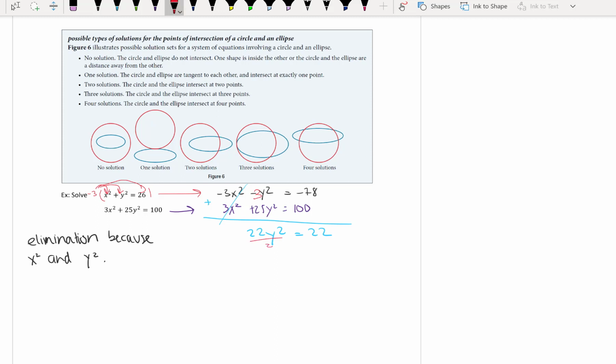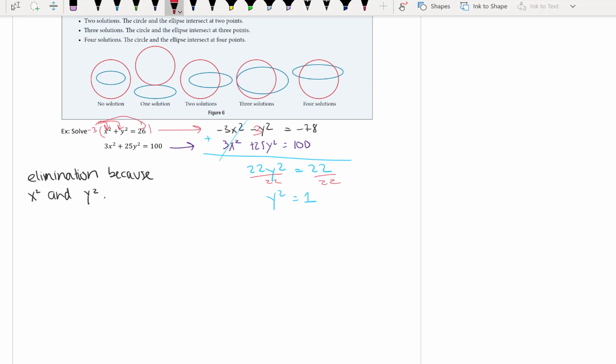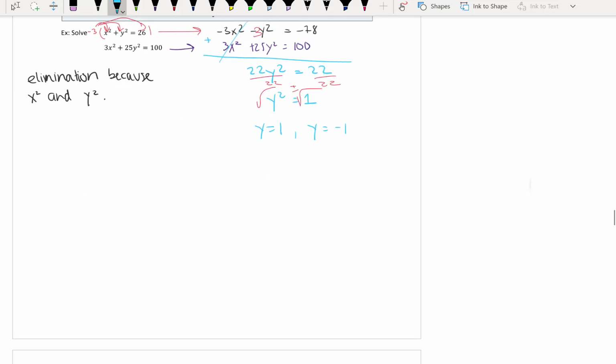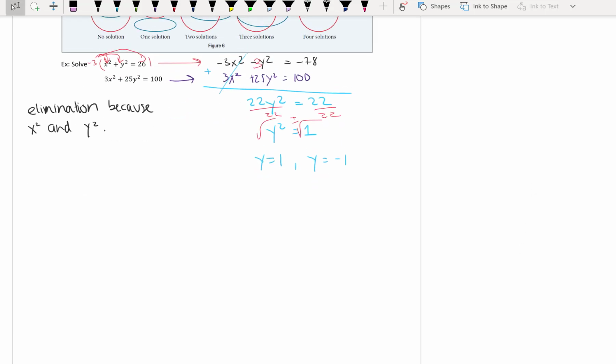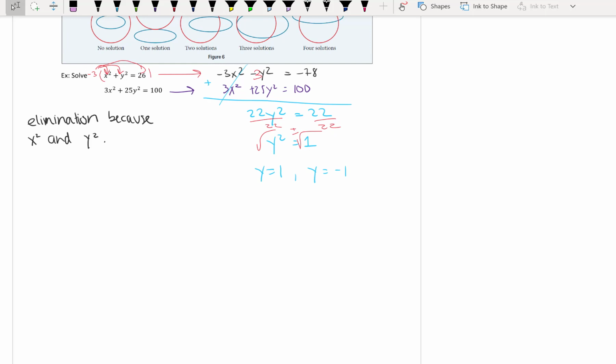And then from here, I can divide both sides by 22. So I can get that y squared is equal to 1. Well, to get the 1 by itself, I'm going to square root both sides. But when you square root, you can't forget the plus or minus. So you have y is equal to 1, and y is equal to a -1. So now you have 2 possible y values. So now you need to figure out your x values that go along with this. So you're just like, okay, well, what I can do is I'm going to plug these equations in. So I'm going to try the y is equal to 1.